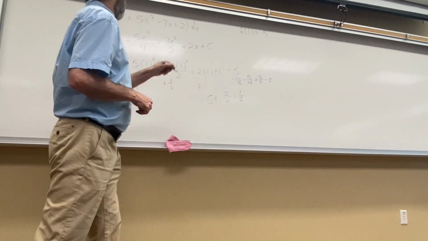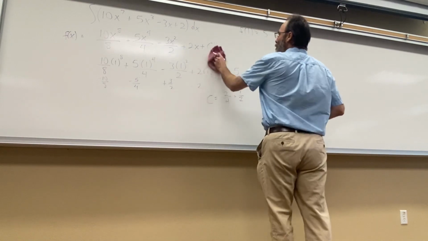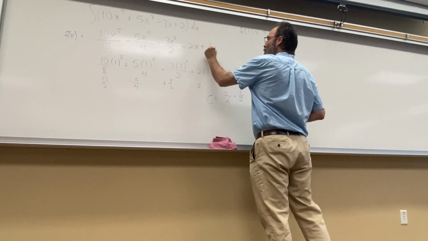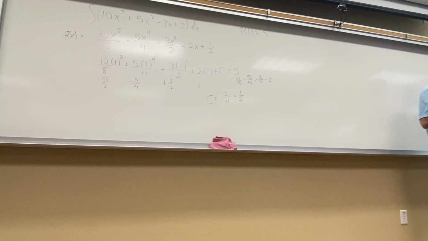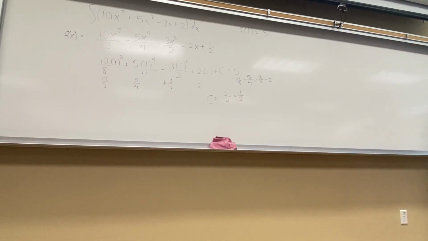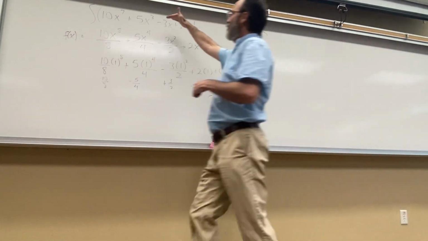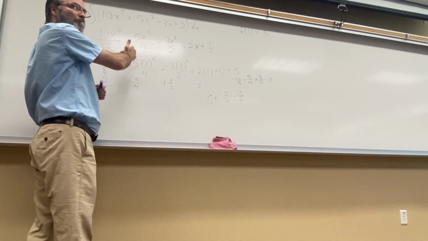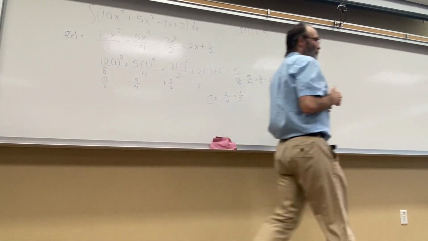And so now that we know what c is, we can just replace the c with 1/2. And so now we have our function. And this is called an initial value problem. When you're given this extra piece of information here, you can use that to figure out what c is. Any questions here? But the important thing to remember is if we apply this to the velocity, we're going to get position. And that's it for 4.9.